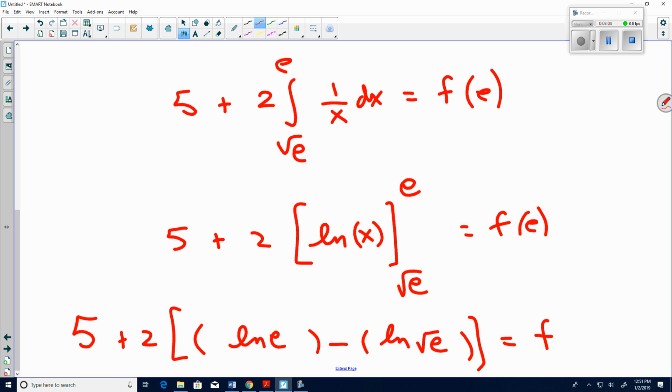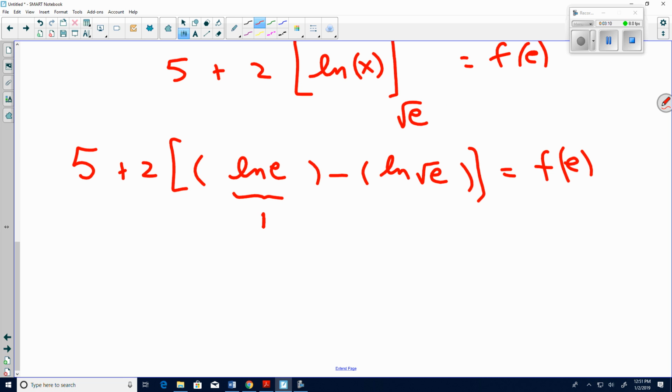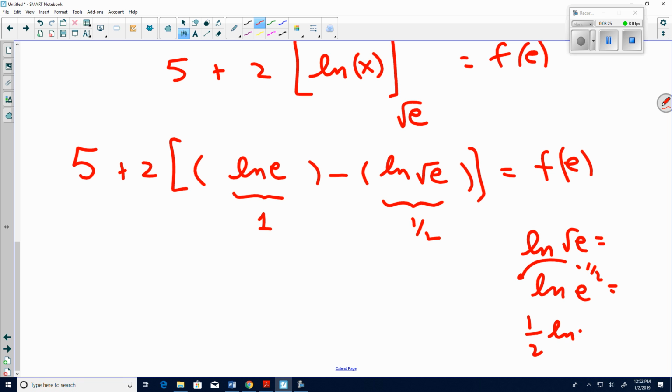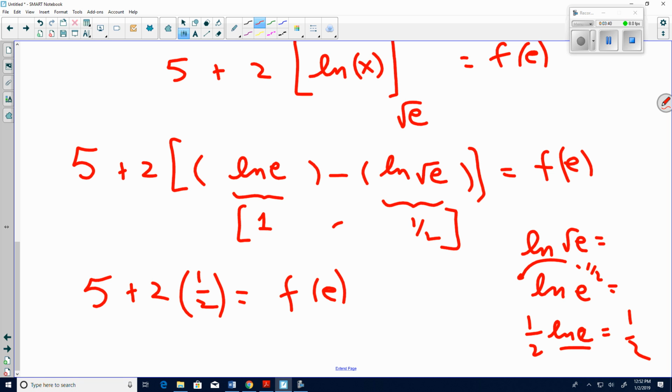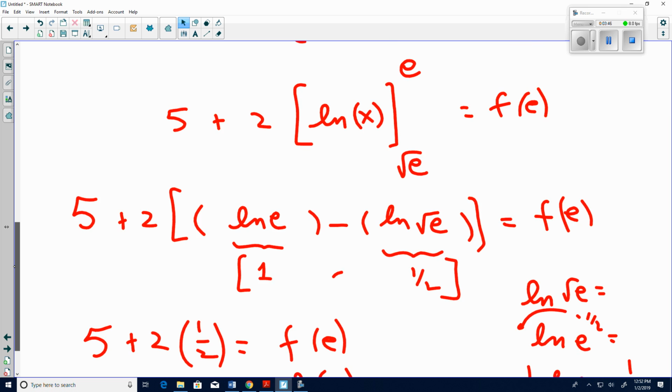And if we can clean that up, we'll have our answer. So you should know the natural log of e is 1. And this is going to be 1/2. You just might want to note the log of root e is the same as the log of e to the 1/2, where the 1/2 can come out front. And the log of e is 1, so that's just 1/2. So our inner parentheses here, 1 minus 1/2. It looks like we have 5 plus 2 times 1/2 is f of e, so that's 6. Okay, so not terribly bad. We're looking for 6 as the answer.